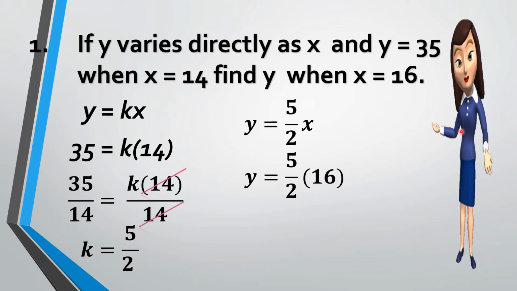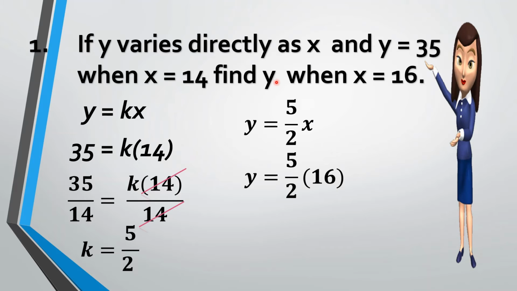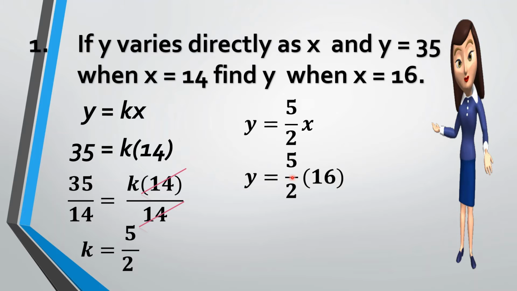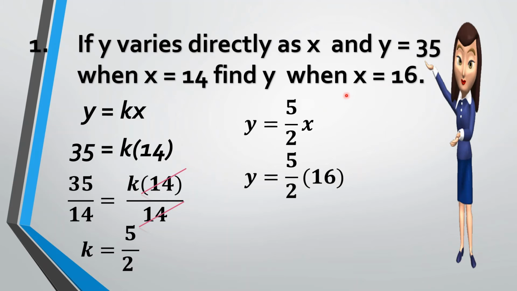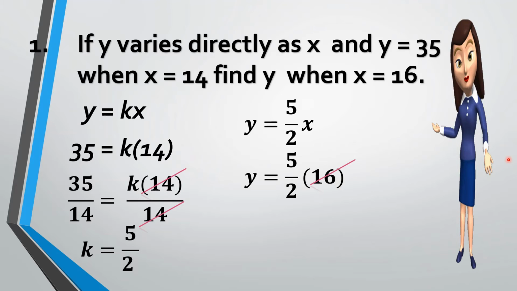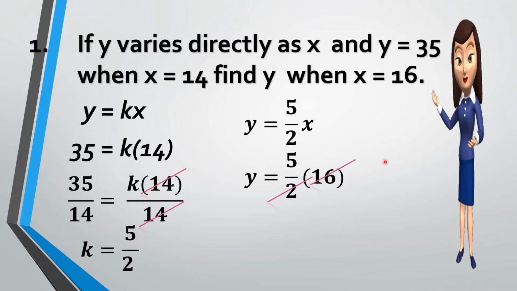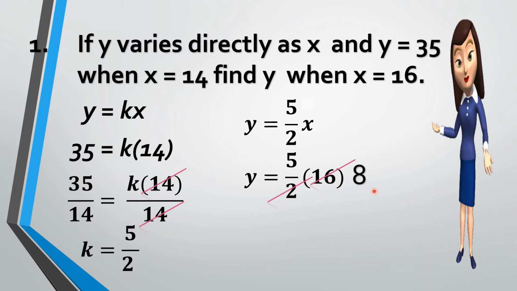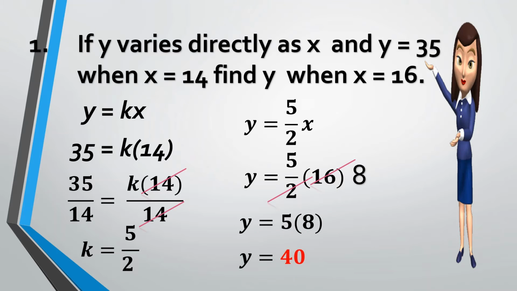Then afterward, let us find the unknown term. What is y? y is equal to 5 over 2 times x, which is 16. So, multiply that, we can cancel the 2 and 16. So, 16 becomes 8. So, you have now y is equal to 5 times 8. Then, 5 times 8 is equal to 40. So, that is our y, the unknown term.